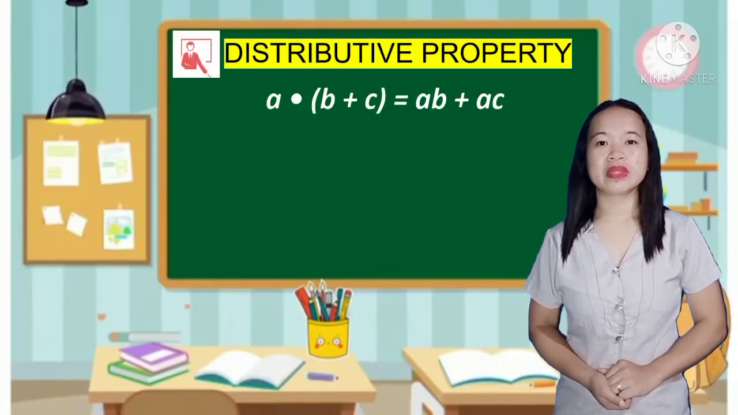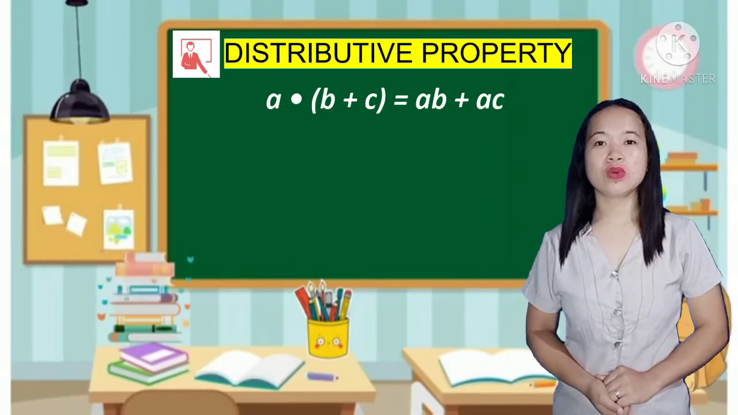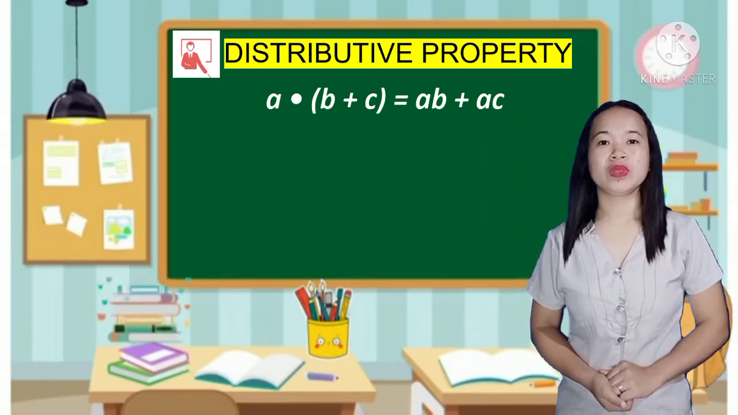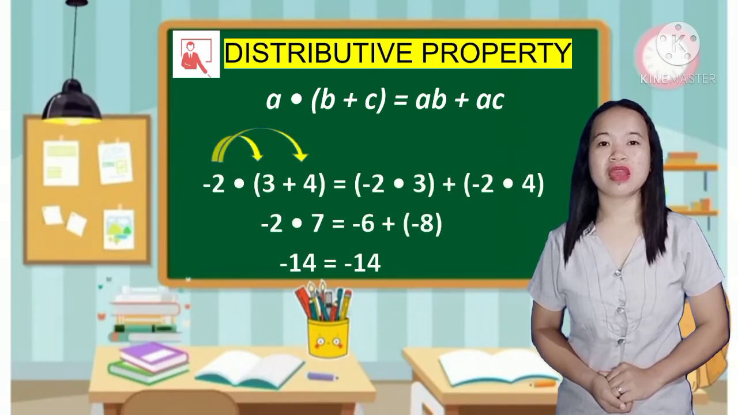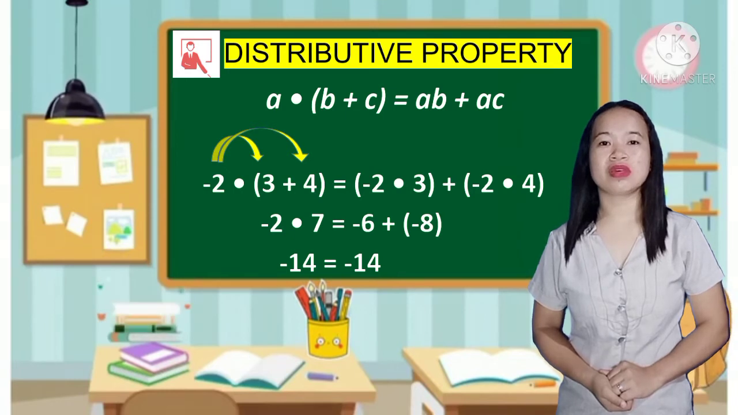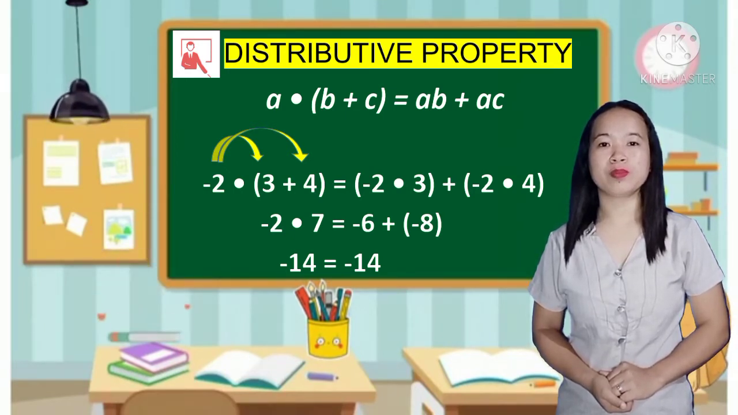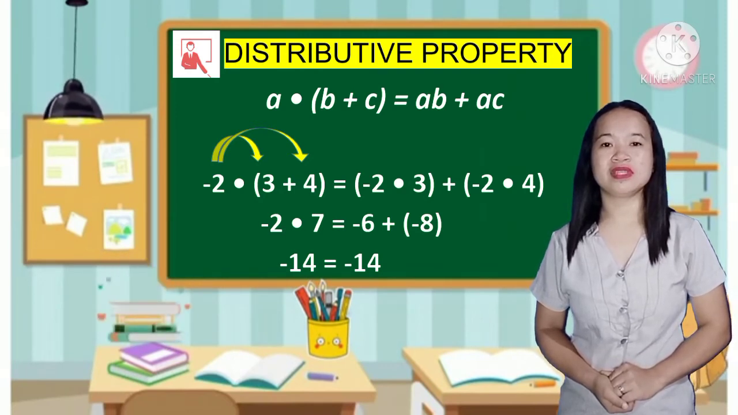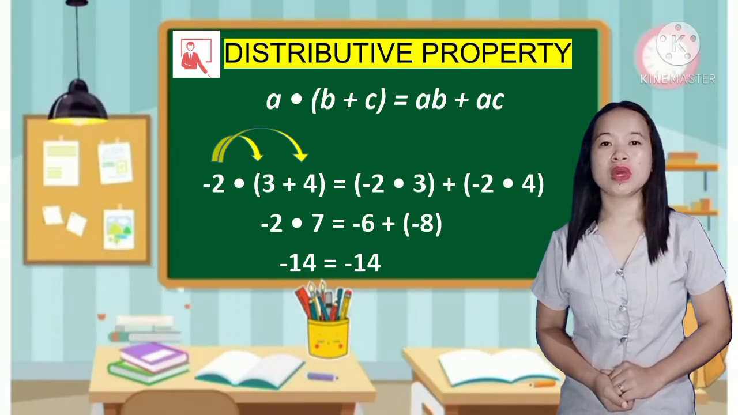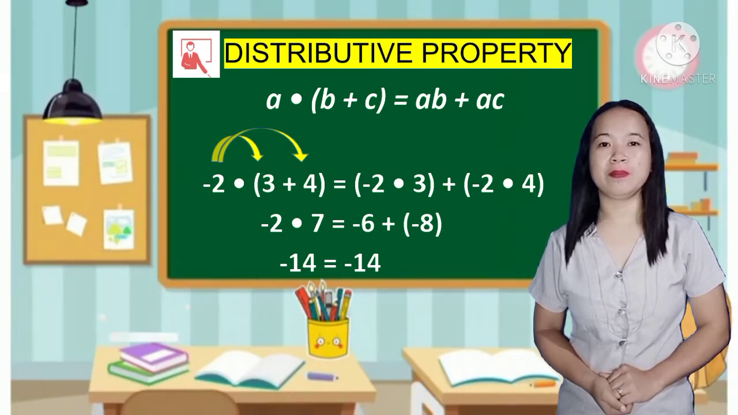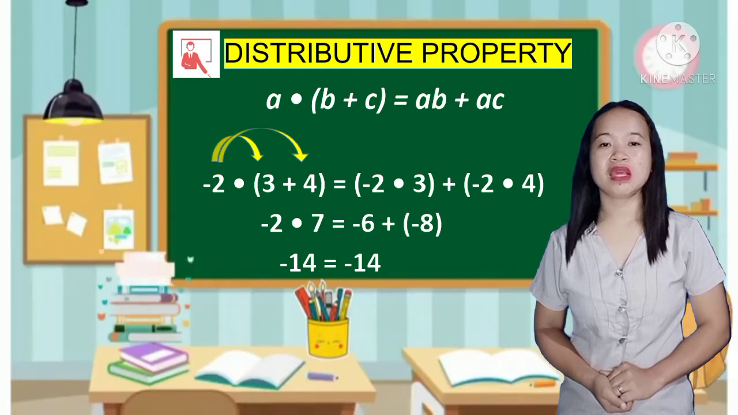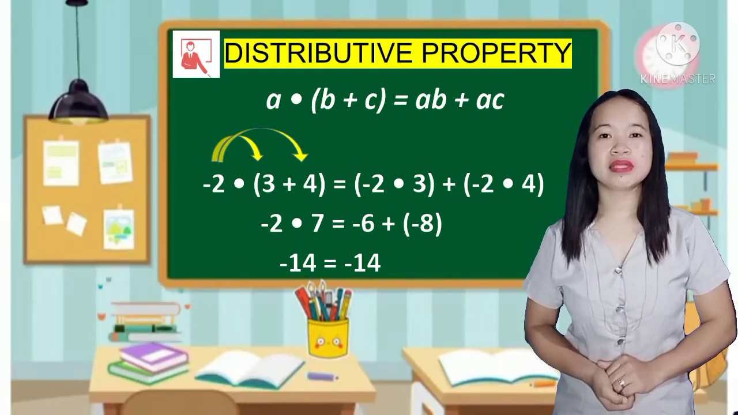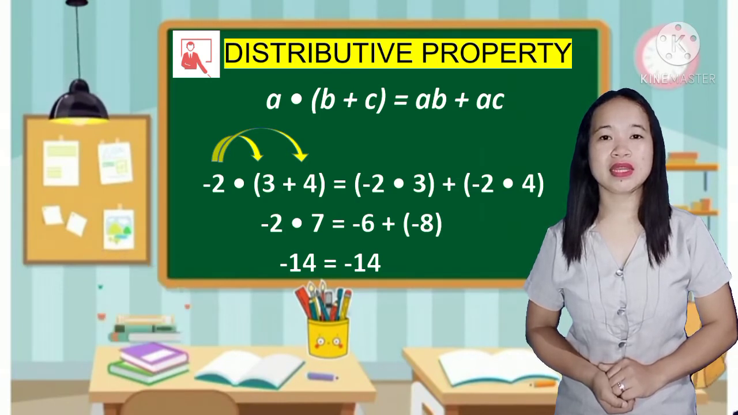For addition, we have A times the sum of B and C is equal to A times B plus A times C. We have negative 2 times the sum of 3 and 4 is equal to negative 2 times 3 plus negative 2 times 4. Negative 2 times the sum of 3 and 4, which is 7, is equal to negative 2 times 3 is equal to negative 6, plus negative 2 times 4 is equal to negative 8. Now, negative 2 times 7 is equal to negative 14, while negative 6 plus negative 8 is also equal to negative 14. As you can see, both of them resulted to negative 14, which is equal.